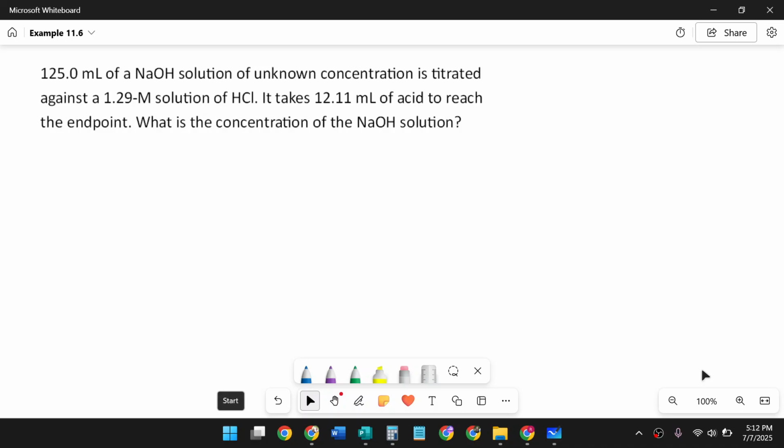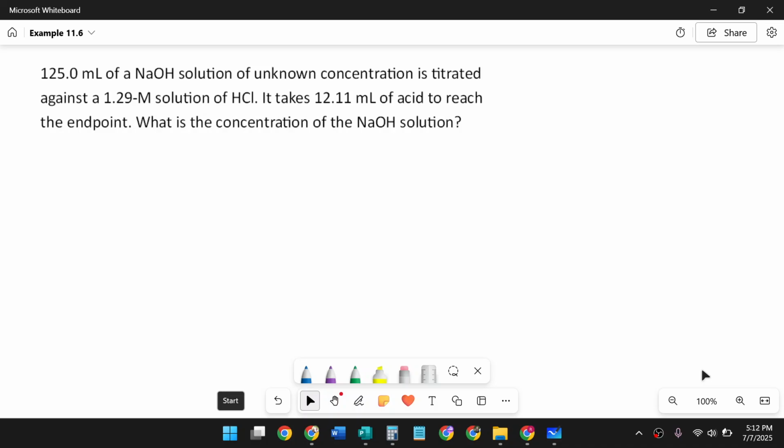This is example 11.6 from Discovering Design with Chemistry. Recently in the book you've read about the acid-base titrations where an acid and a base are put together and neutralized. We know the concentration of one of them, and so we can use that to determine the concentration of the other one by using the endpoint when the neutralization has occurred and completed.